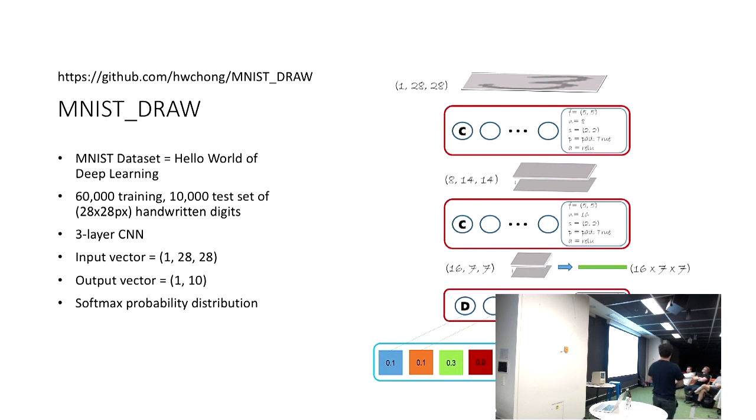I didn't write it; I just copied the standard architecture, which is a 3-layer convolutional neural network, as you see here. It takes an input vector of 1 by 28 by 28, and it outputs a vector of 1 by 10, with a softmax function to give you the probability distribution that the digit you drew was 0 to 9. I said 1 to 10 earlier, my bad.